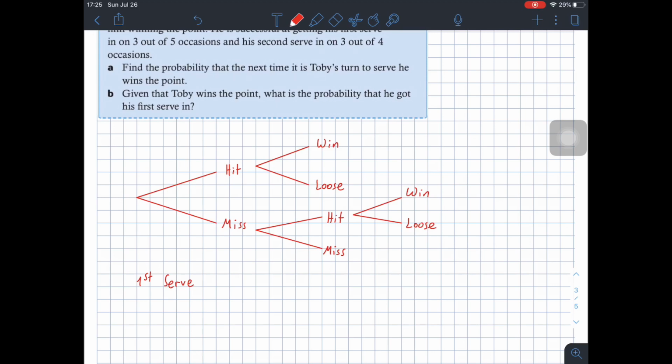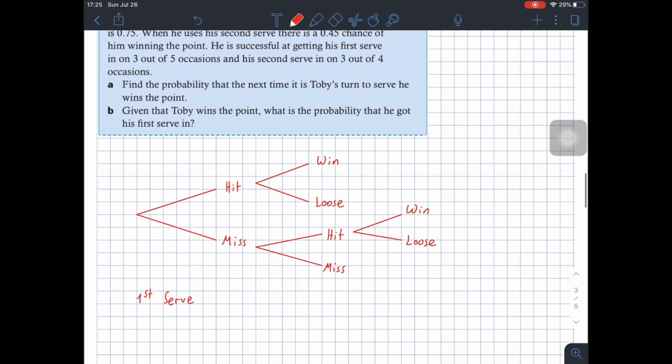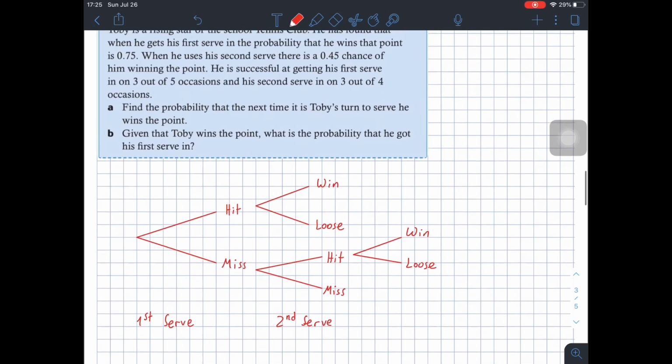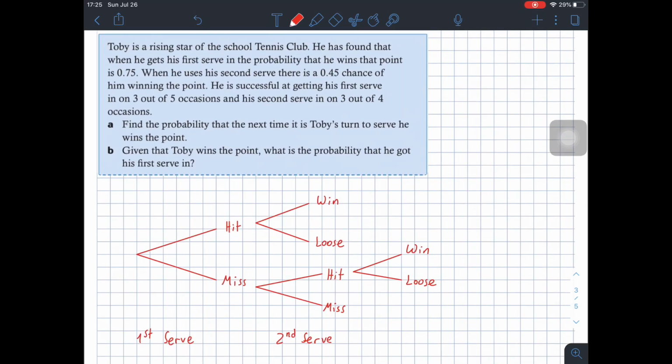Okay? So now that we have this, this is the second serve here. So now we need to analyze the probabilities, right? Here it says he has found that when he gets his first serve in, the probability that he wins the point is 0.75. So if he gets his first serve in, winning is 0.75. That means that losing should be 1 minus 0.75, which is 0.25.